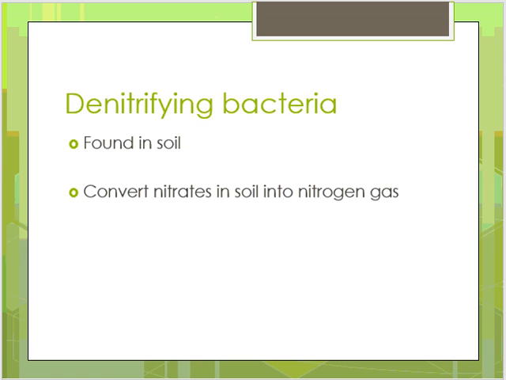And then our last type of bacteria is denitrifying bacteria. So that's found in the soil, converts nitrates into nitrogen gas. So it's basically converting nitrogen into a form that can't be used. Okay, so those are our 4 types of bacteria: nitrogen fixing, decomposers, nitrifying, and denitrifying.